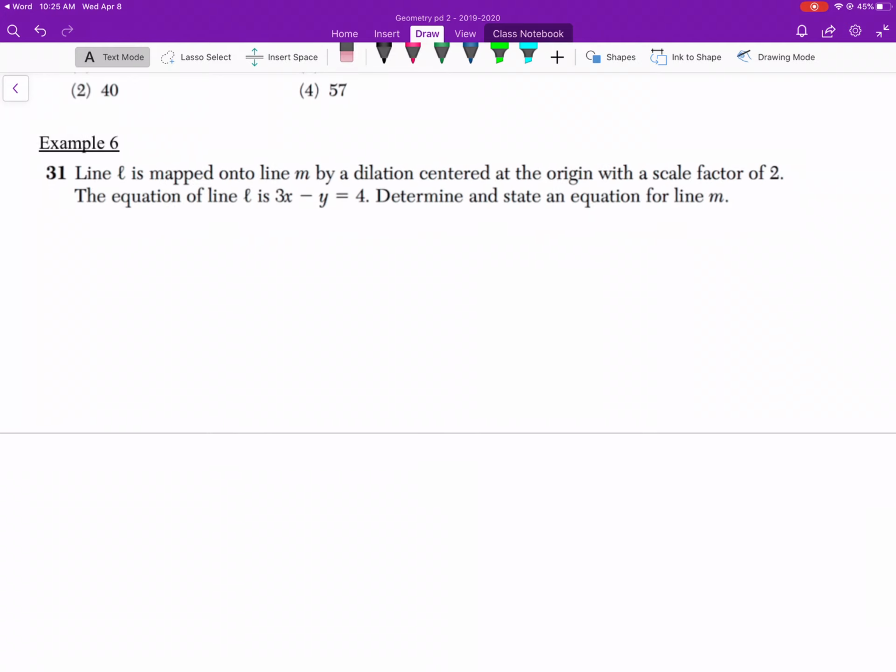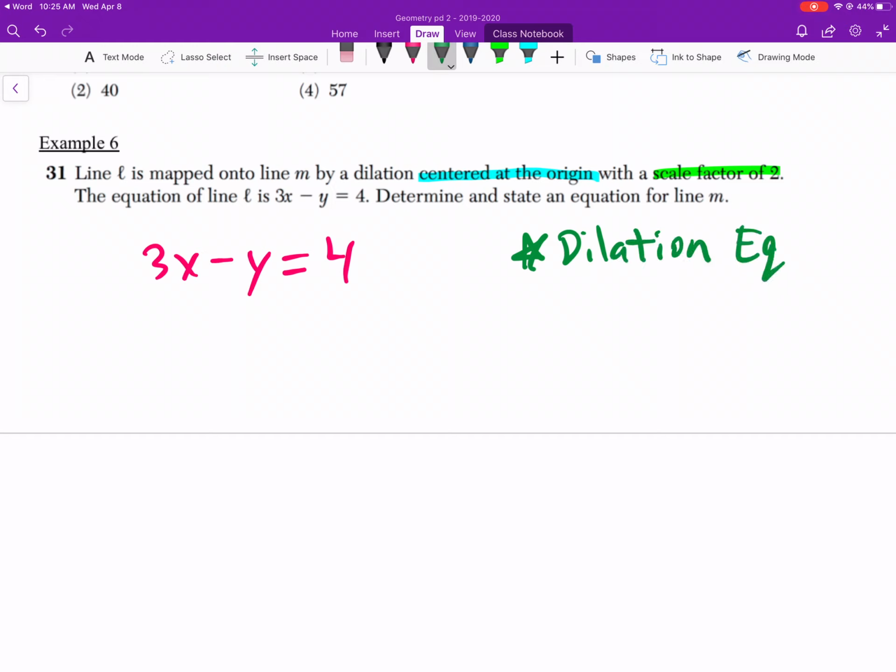Line L is mapped onto line M by a dilation centered at the origin with a scale factor of 2. The equation is as follows, right? 3x minus y equals 4. Determine and state an equation for line M. And remember, it's also centered at the origin. So I highly suggest you try to solve this one on your own. This is in the dilation equations lesson. All right, dilation equations.